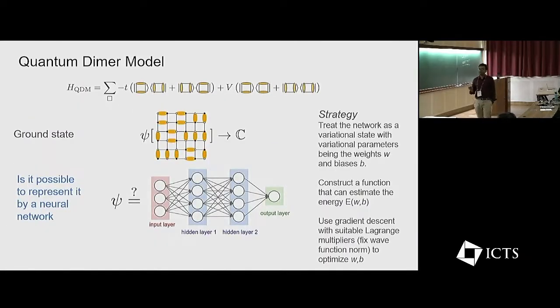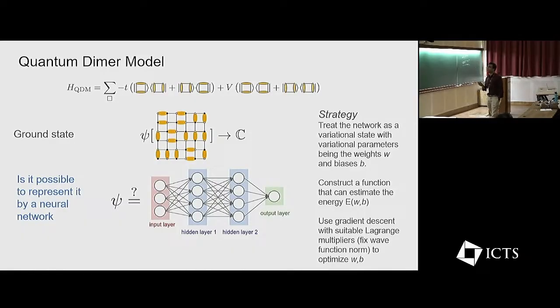The question that I'm asking is quite simple. Can I write down the ground state of the quantum dimer model as a neural network? It seems somewhat natural to think about this because neural networks are good at doing image classification and functions of images. If I treat the dimer configuration as an image, can I get the ground state wave function, which is essentially a function from the dimer image to a complex number? The question is, can I optimize a neural network that can accomplish this task?